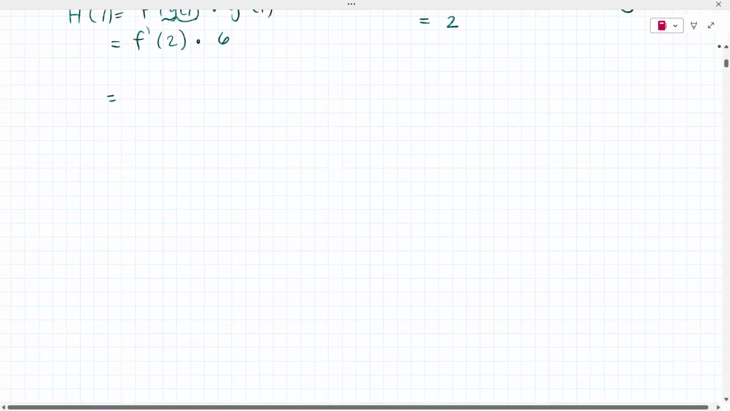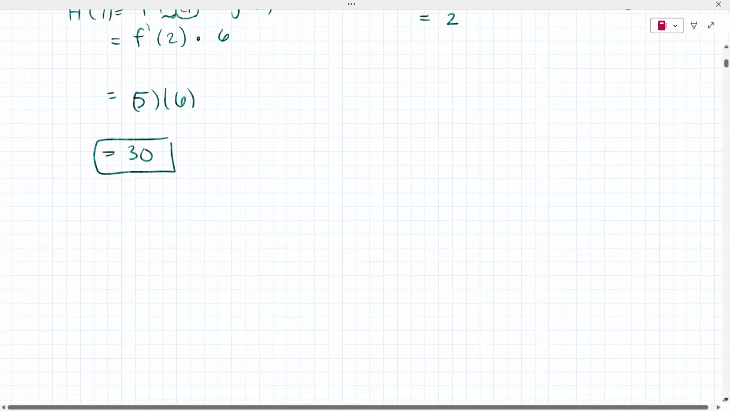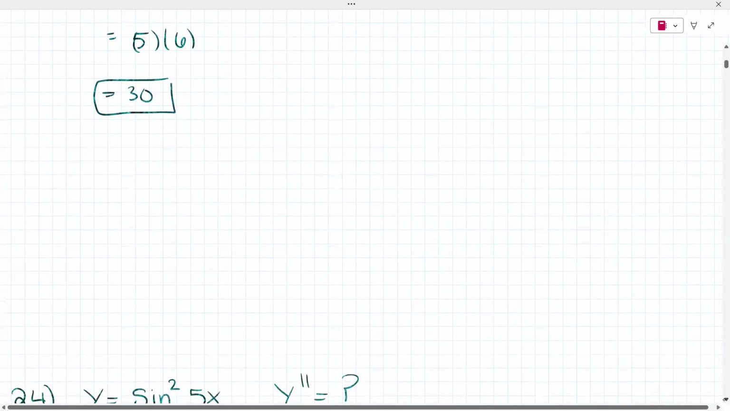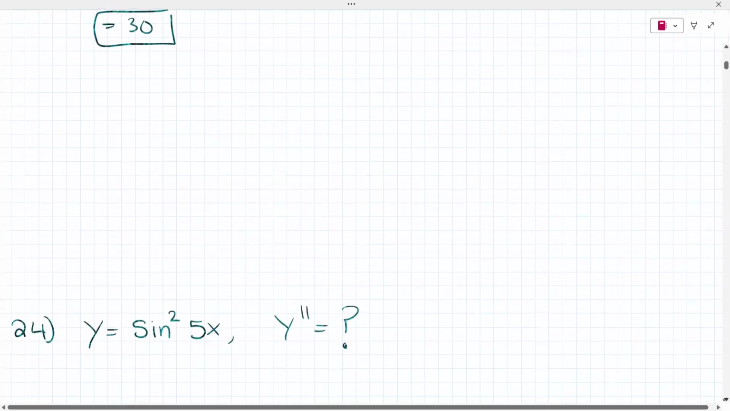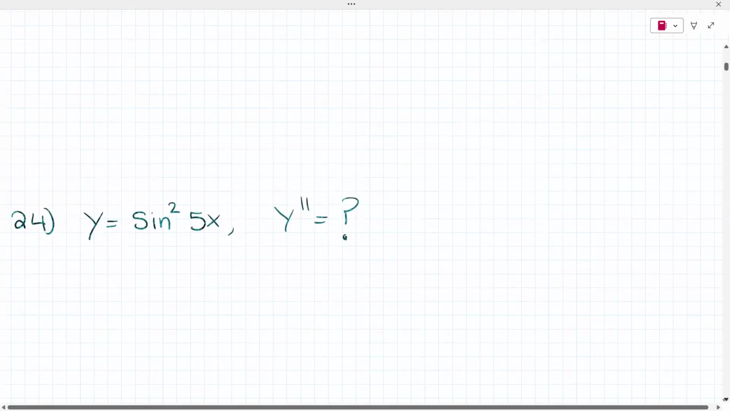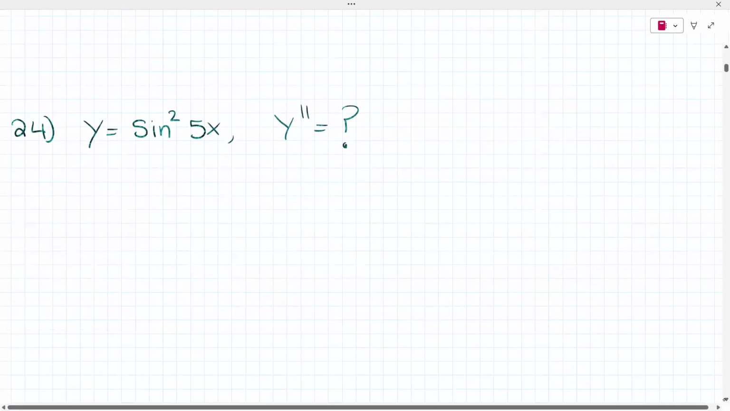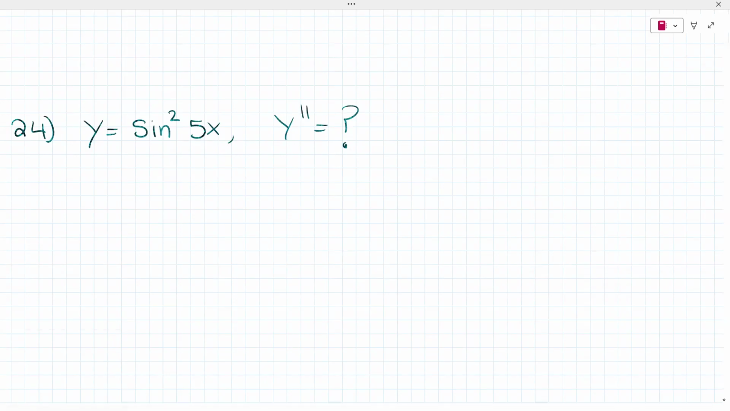Okay, so f prime of 2 is 5, and then times that by 6, it gives you 30. Okay, so that is the answer for part B. Let's move on to 24. 24, y equals sin square of 5x, find y double prime.